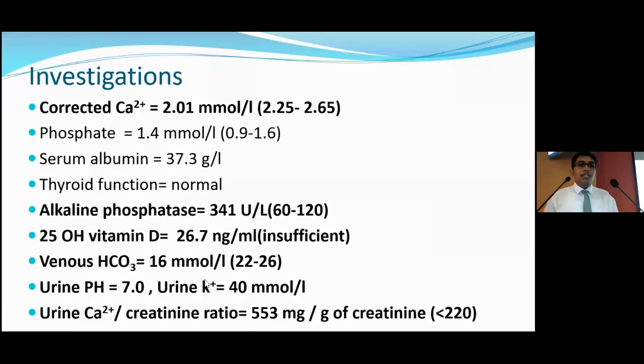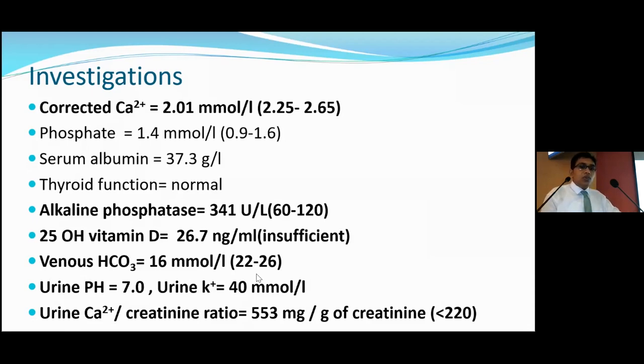And he has hypocalcemia with normal phosphate level, and increased alkaline phosphatase value, with 25 hydroxy vitamin D level in the insufficient range. He had venous bicarbonate of 16 with blood pH value of 7.32, and his urine pH was 7.